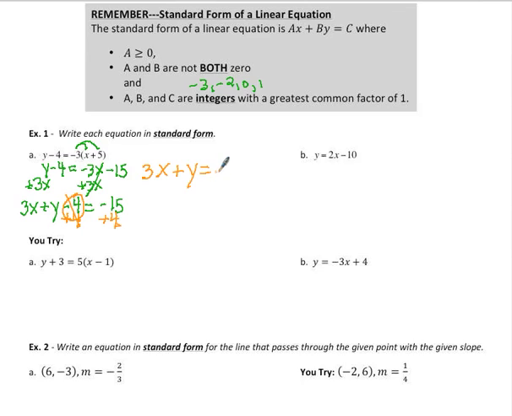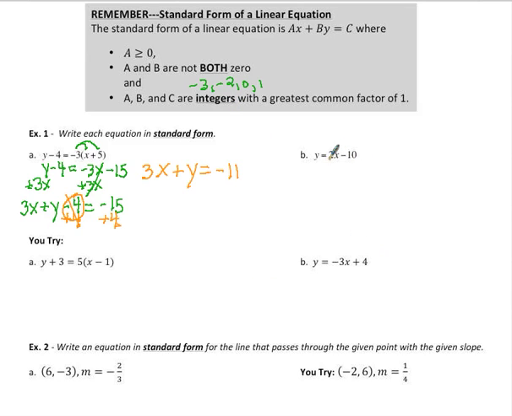equals -11. And just on this one, I'm going to check, does it have an a greater than 0? Yes, it's got an a greater than 0. Then here, a and b are not both 0. Well, they're both here, so neither one of them is 0. And then a, b, and c are integers. Absolutely, this is a 3, this is a 1, and -11 is an integer. So we're good. We're done in standard form for 1a.